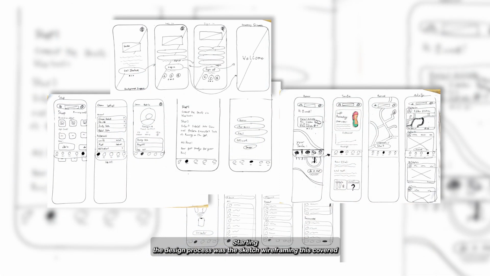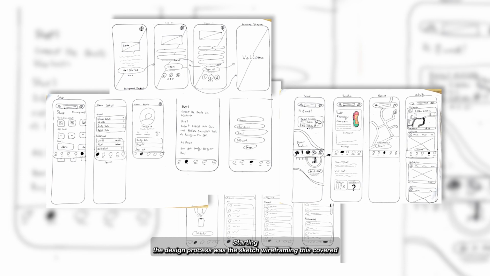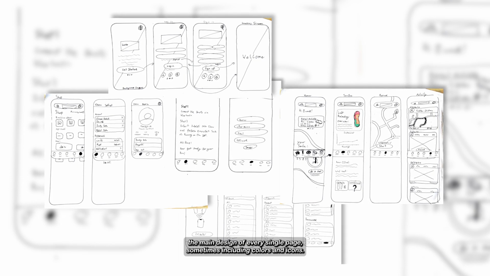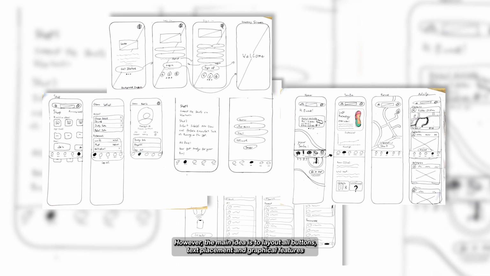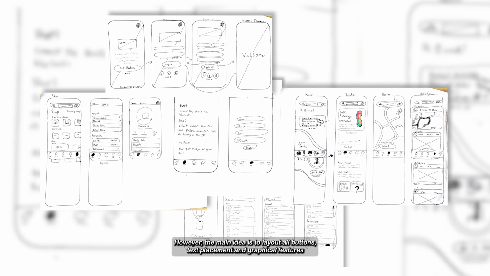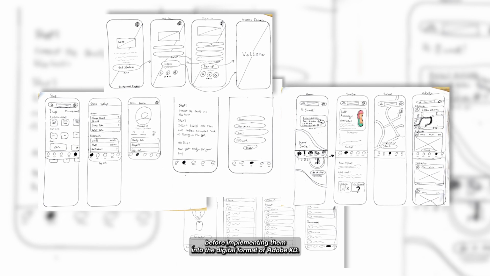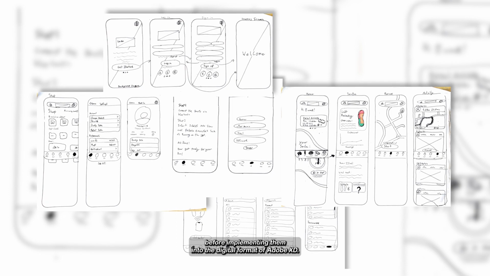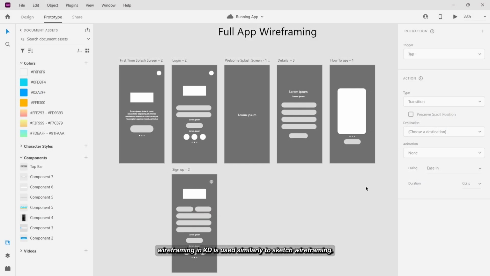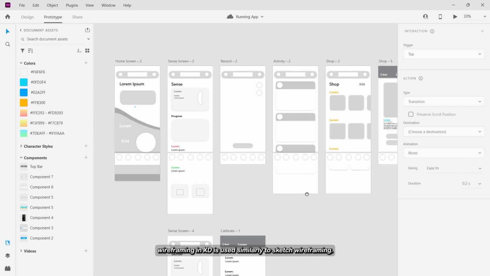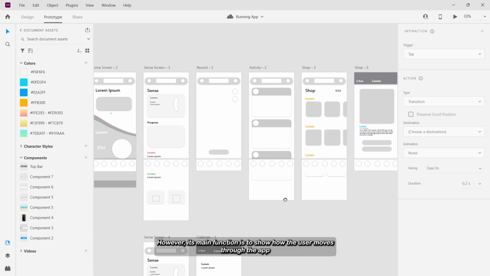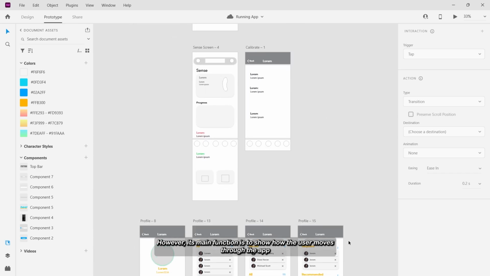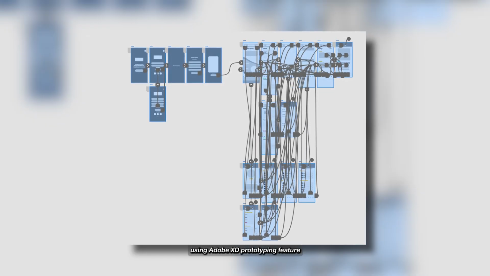Starting the app design process was to sketch wireframing. This covered the main design of every single page, sometimes including colours and icons. However, the main idea is to lay out all buttons, text placement and graphical features before implementing them into the digital format of Adobe XD. The wireframing in XD is used similarly to sketch wireframing. However, its main function is to show how the user moves through the app using Adobe XD's prototyping feature.